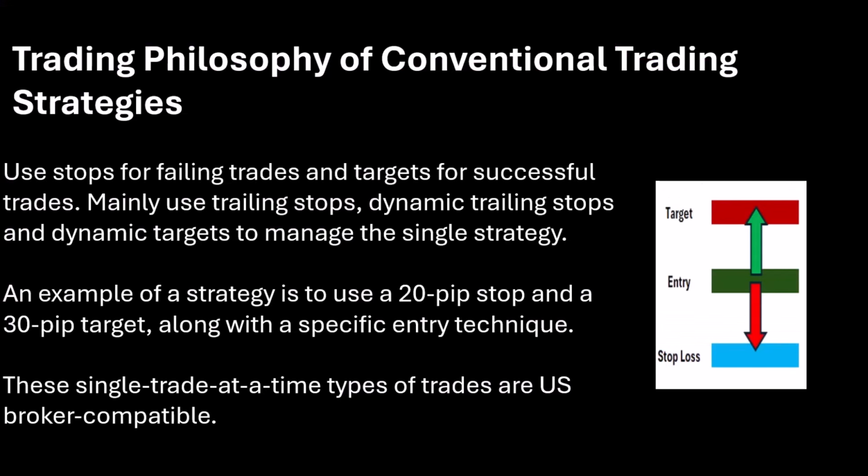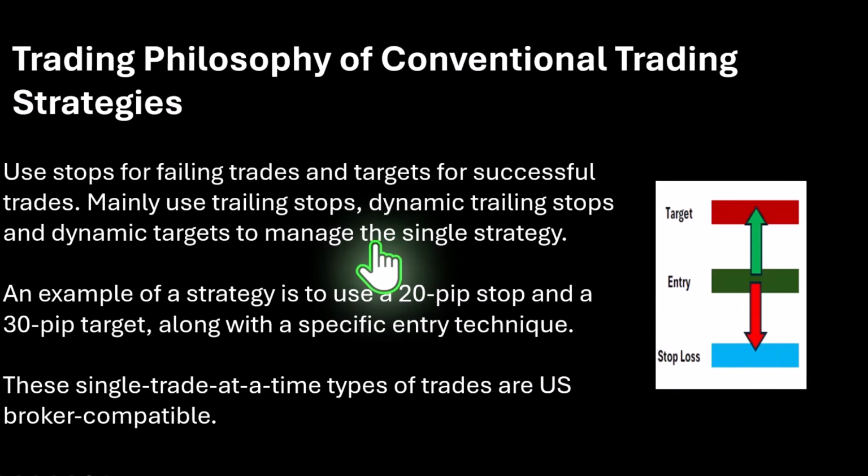Okay, so now we're on to the third method, which is what I call the conventional trading strategy. This is the strategy that when you learn to trade, this is what you use. And basically it involves an entry, a target, and a stop. Simple as that. So it's a single trade where you're using a target and a stop. So you're either going to get stopped out, or it's going to hit your target.